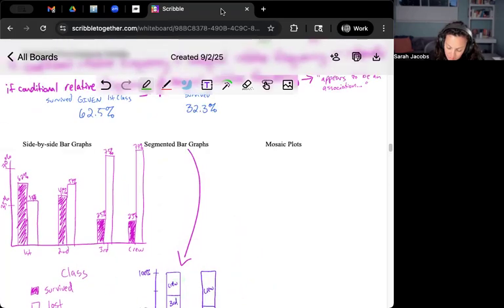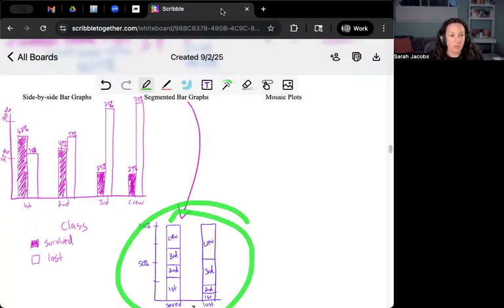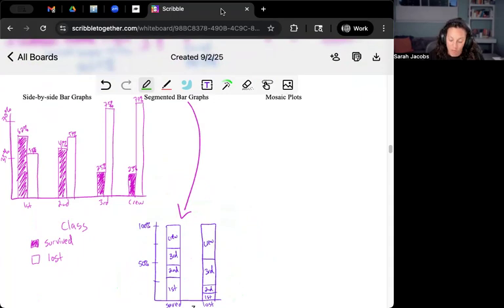All right. Last but not least, a mosaic plot. This is very, very similar to our segmented bar graph. We're going to switch it up and do class along the bottom again, along our x-axis. But in a mosaic plot, the relative areas also have meaning.